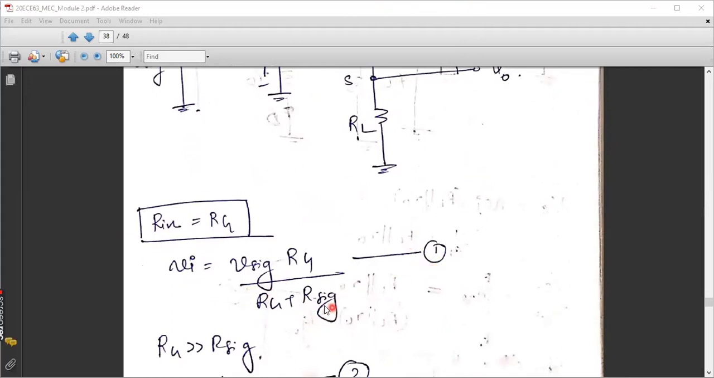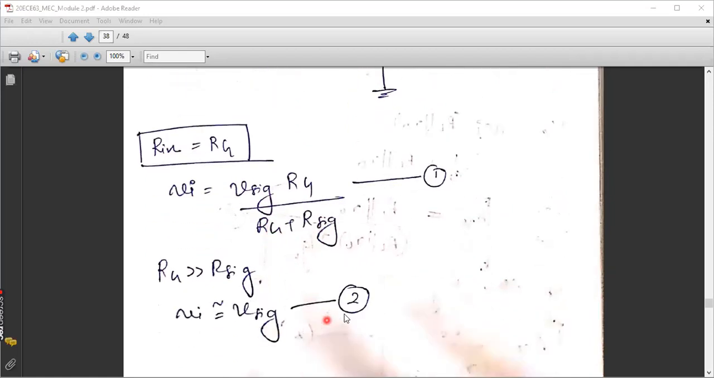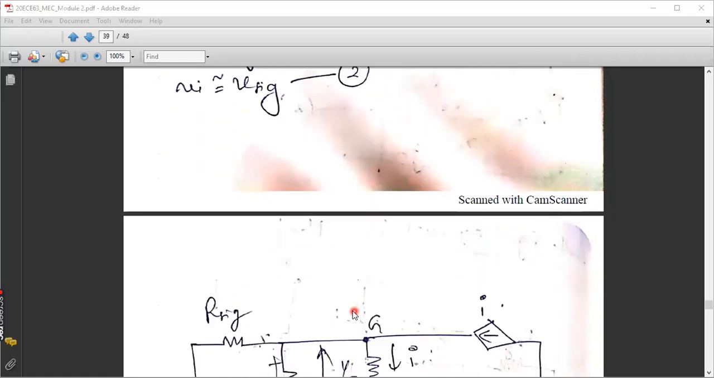So only if we maintain the signal resistance very much less when compared to the gate resistance Rg, then we can approximate Vi equal to VSIG. Let it be equation number 2.